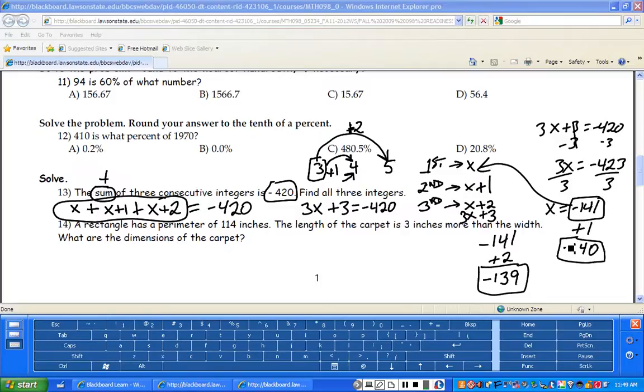Okay, so second number, third number, and if you notice, you take negative 141, negative 140, negative 139, and combine them, you should end up with what we were looking for, which was negative 420.